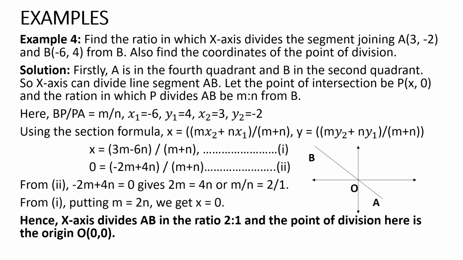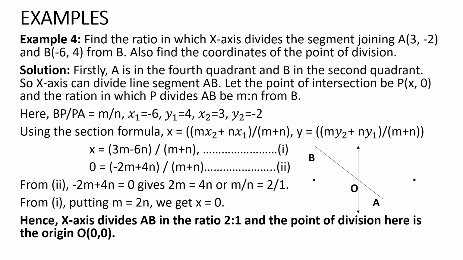Example 4. Find the ratio in which x-axis divides the segment joining A(3, -2) and B(-6, 4) from B. Also find the coordinates of the point of division. Now first what we are given is x-axis divides the line segment joining the 2 points. So since x-axis divides the line segment, that point of intersection will have the coordinates of the type (x, 0). Correct? So now firstly, whether it is possible or not. See, A is in the 4th quadrant from the given points and B is in the 2nd quadrant. So x-axis can divide the line segment AB.